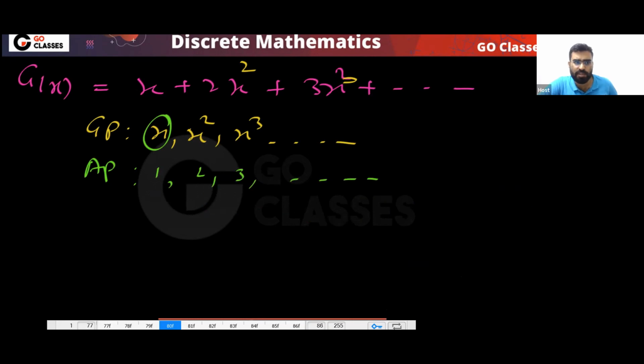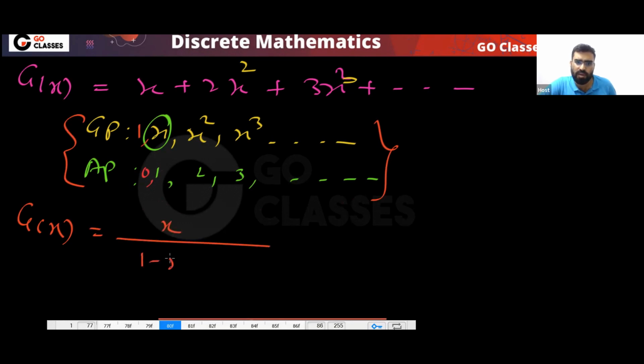So a very simple method you can apply. Just put 0. If I put 0 here, will the AP disturb? The AP will not disturb. If I put 1 here, nothing will disturb. So finally, my g(x) will be equal to d into r, where d is 1 and r is x, that is d into r upon 1 minus x whole square. So this will be the answer.